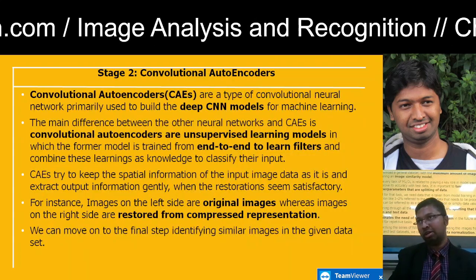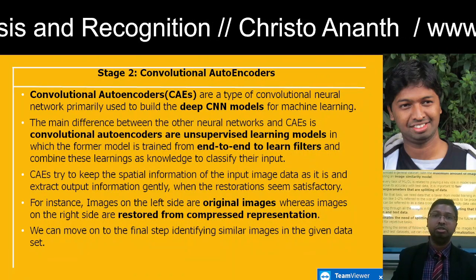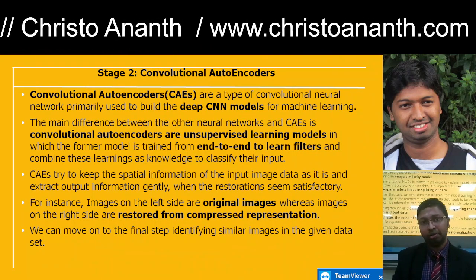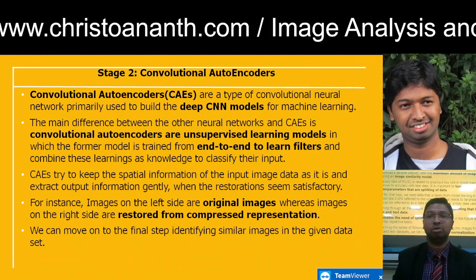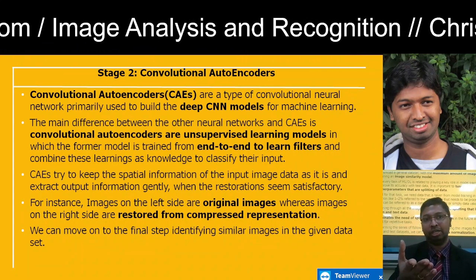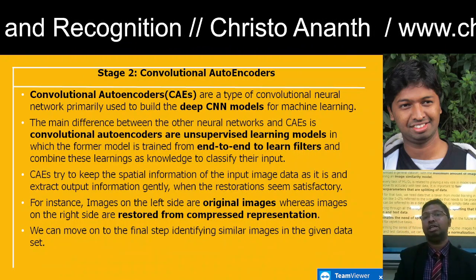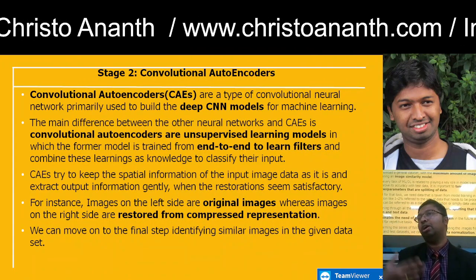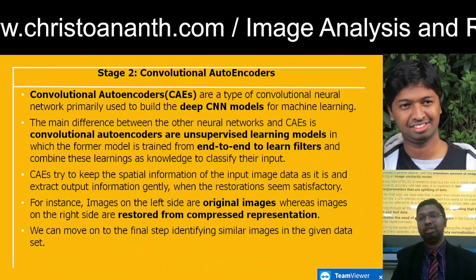Then second, you are going to go with the convolutional auto encoder, CAE. Here the main feature is building the deep convolutional neural network models for machine learning. Convolutional auto encoders are nothing but unsupervised learning models, where you train it and use filters to remove the noise that is present.